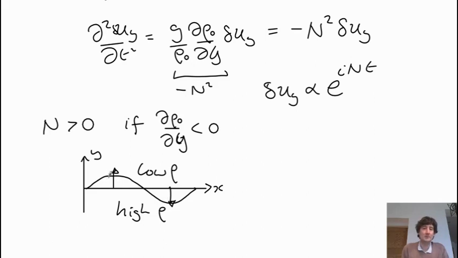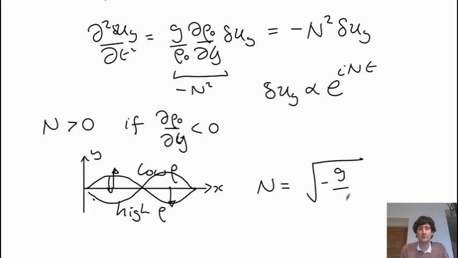And so there's a force which is pushing this down and pushing this up, and so this tends to accelerate downwards, and you end up with a restoring force the other way, and this will wobble, this will oscillate up and down at this frequency n, where n is just minus g over rho naught d rho naught by dy.